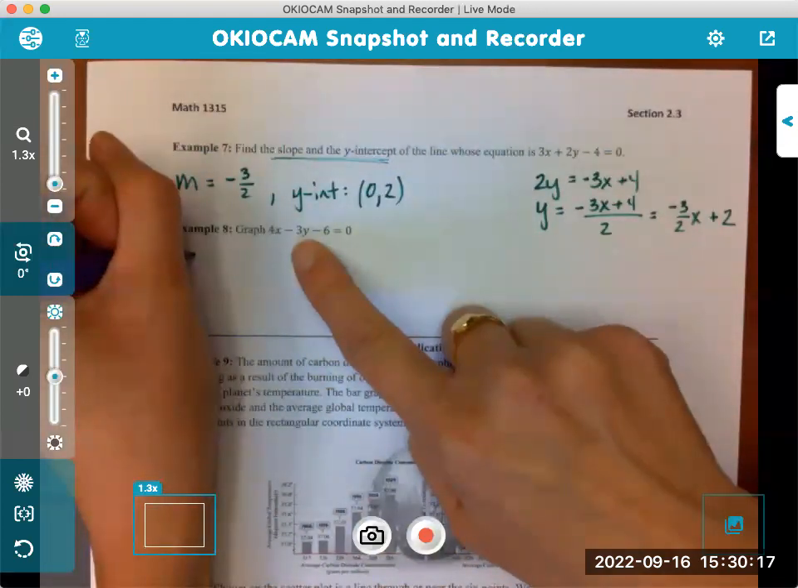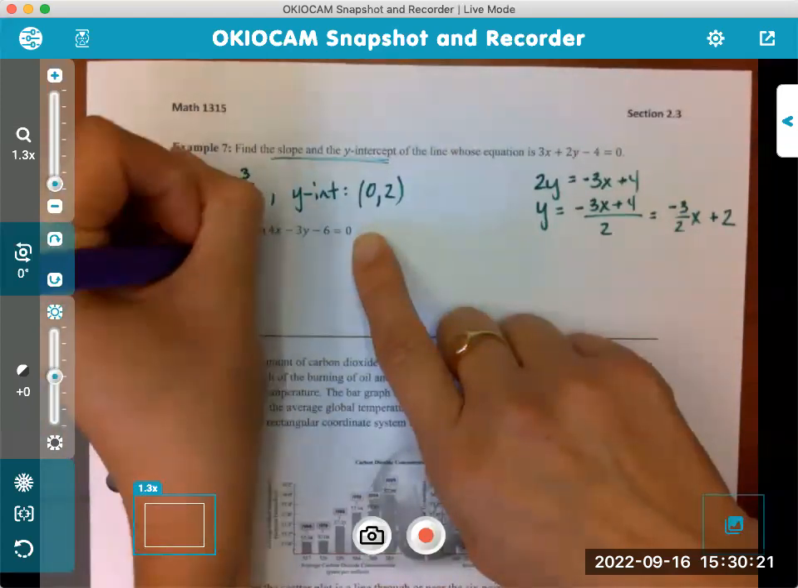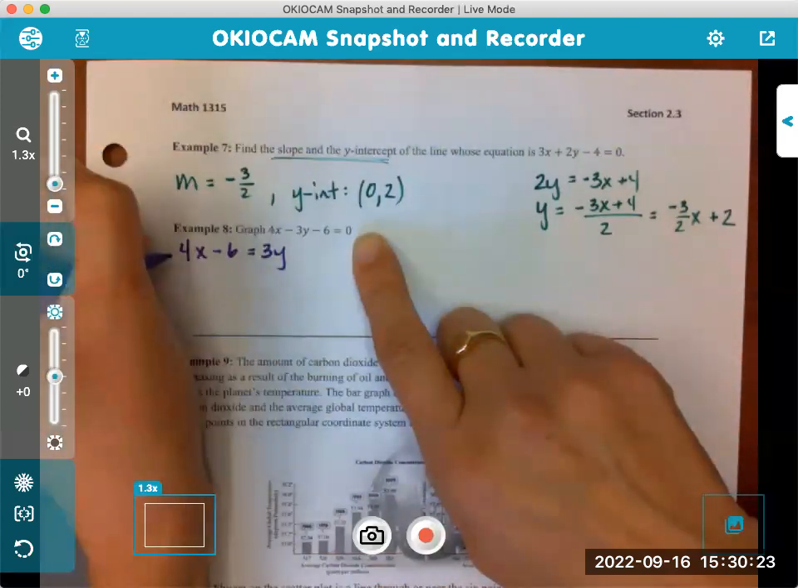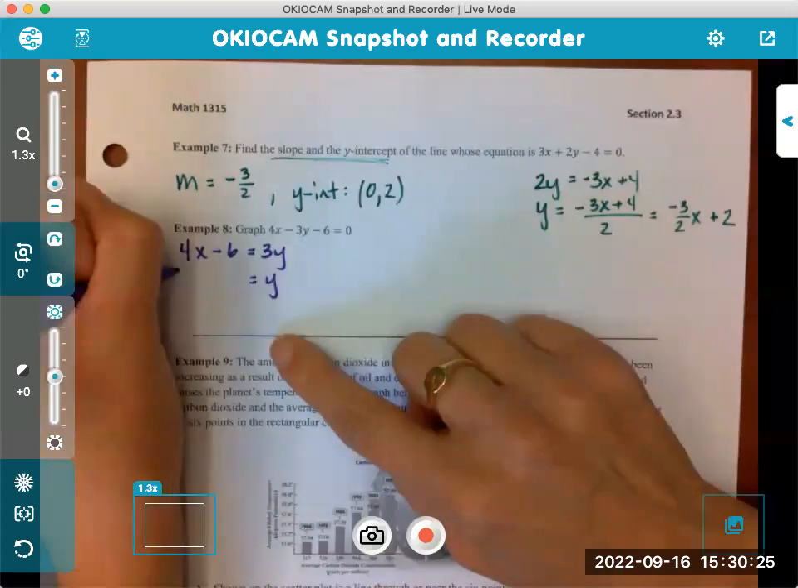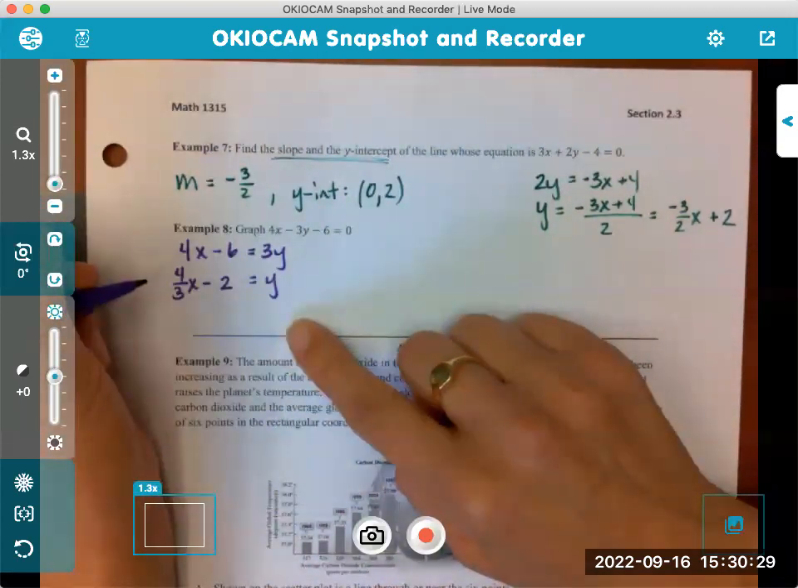I'm going to add the 3y over. So it's 4x minus 6 equals 3y, and then divide by 3. So I have y equals 4/3 x minus 2.